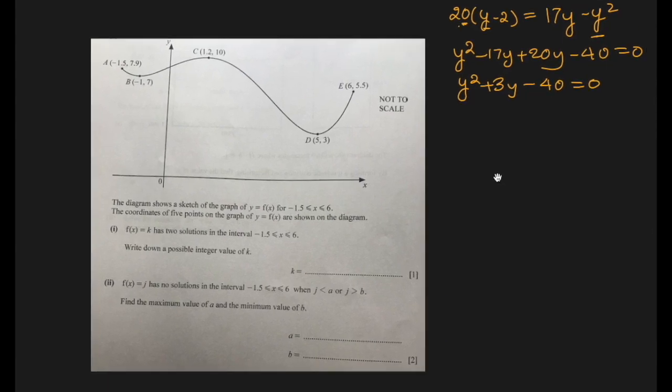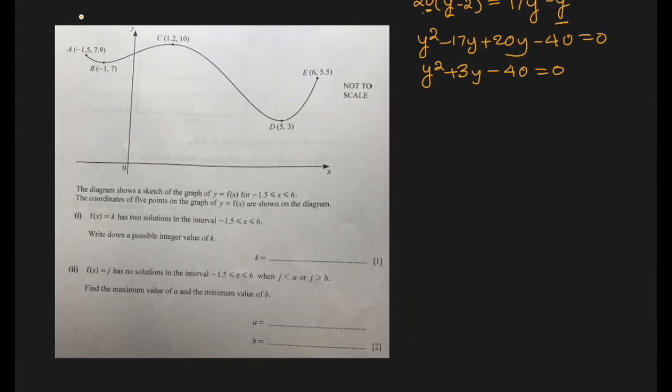Question number 10. This one, which is partially visible here, is question number 10 and A part. The diagram shows a sketch of a graph, okay, from minus 1.5 till 6. The coordinates of the 5 points are given.